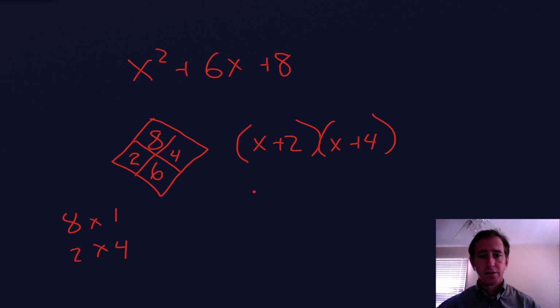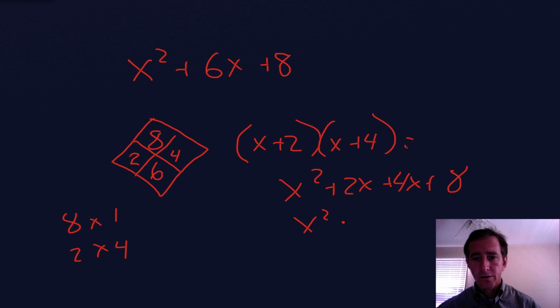Those are our factors. That equals x squared plus 2x plus 4x plus 2 times 4, 8. Reduce, plus 6x plus 8. Solved.